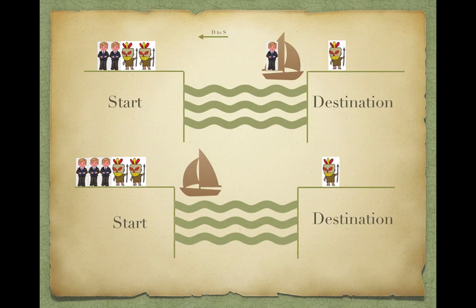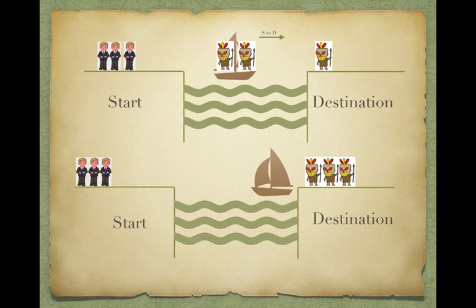Let me make it clear that there could be a minimum of one person and at most two people on the boat. So that's why we chose one missionary to go from the destination to the start. Now in our third step, we chose both the cannibals from the start position to go to the destination.